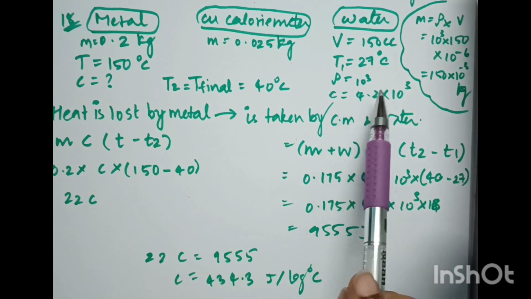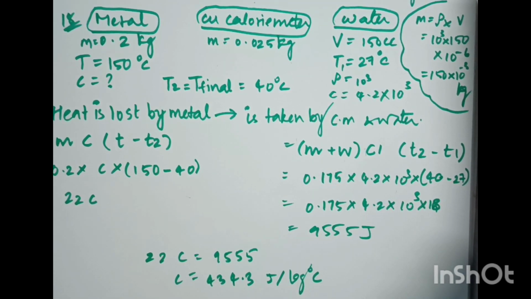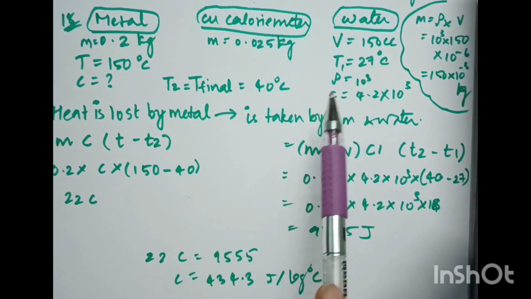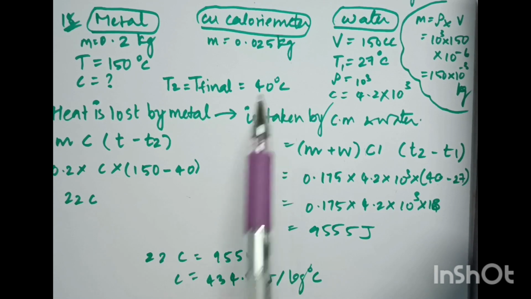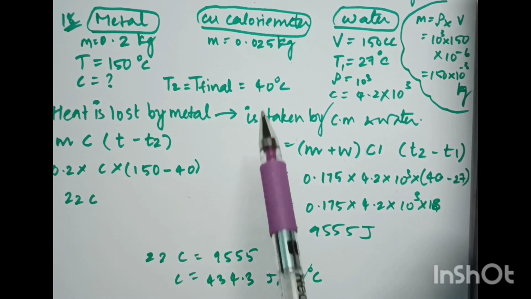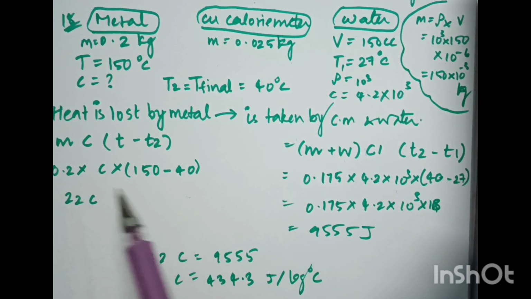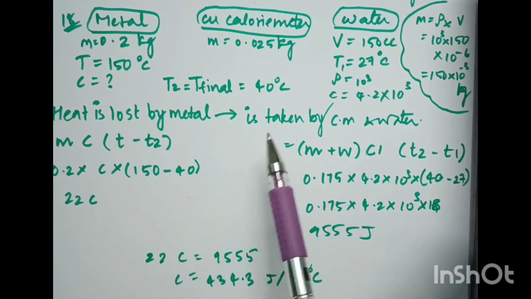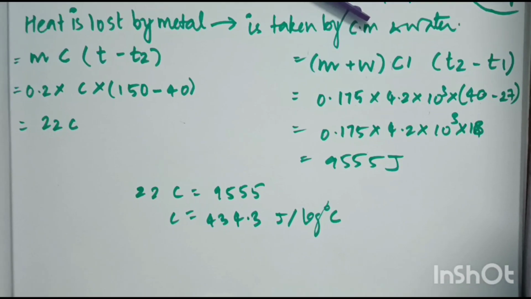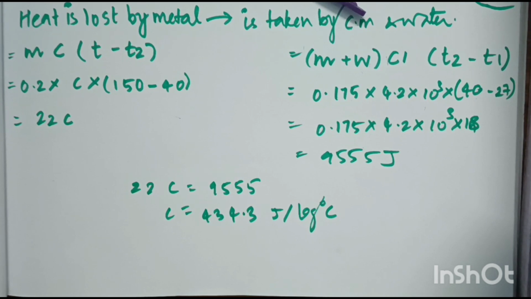What is delta T? The initial temperature of water is 27 degrees Celsius, and as it is gaining the heat from the metal, its temperature will be raised and the final temperature is 40 degrees Celsius. Again take higher minus lower, it is 40 minus 27, that is 13. So the answer is 9555 joule. So now we can equate these two things because heat lost by the metal is equals to the heat taken by the calorimeter and water. So we can equate these two. 22C equals to 9555. So from this we get the value of C as 434.3 joule per kilogram per degree centigrade.